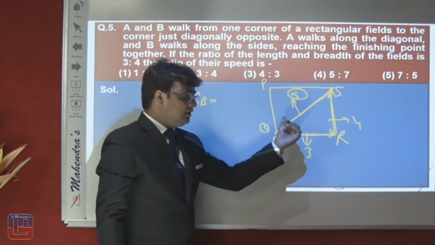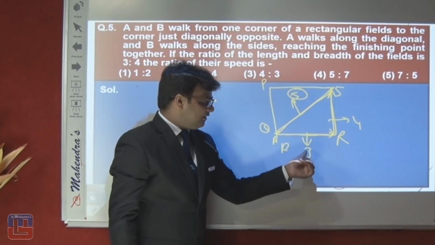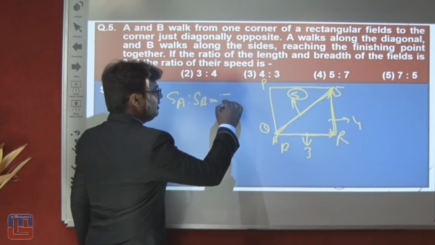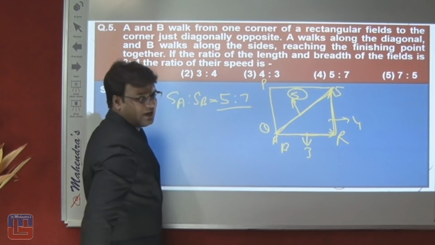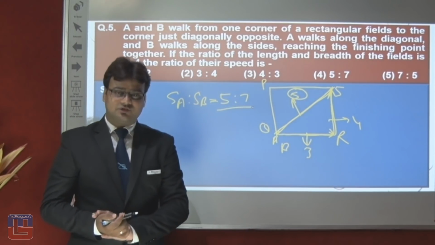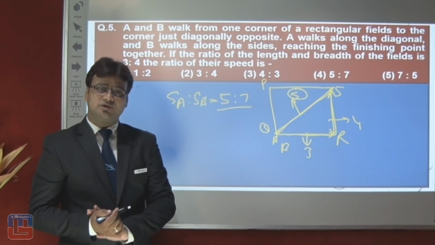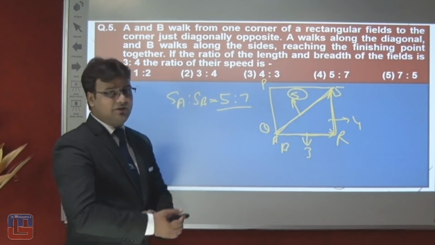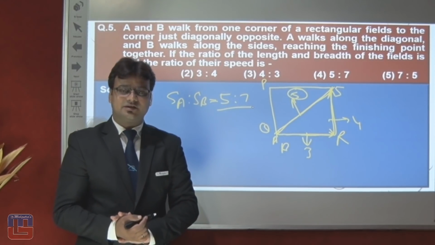How much distance does each travel? The first travels 5 units and the other travels 3 plus 4, that means 7. So the speed ratio is 5:7, because time is constant and speed is directly proportional to distance. It is available in our fourth option, so the correct answer is the fourth.